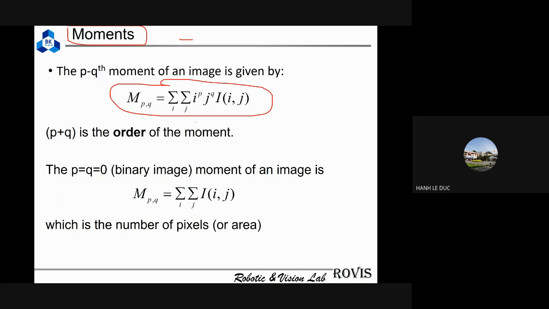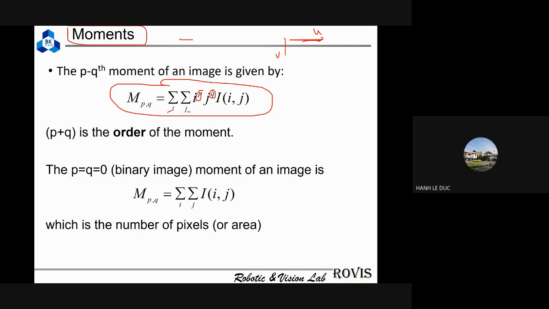So from here you can see that you have many parameters. First is what is I and J. I is the index of the U direction, J is the index of the V direction, and P and Q here are the index of the power of the moment.